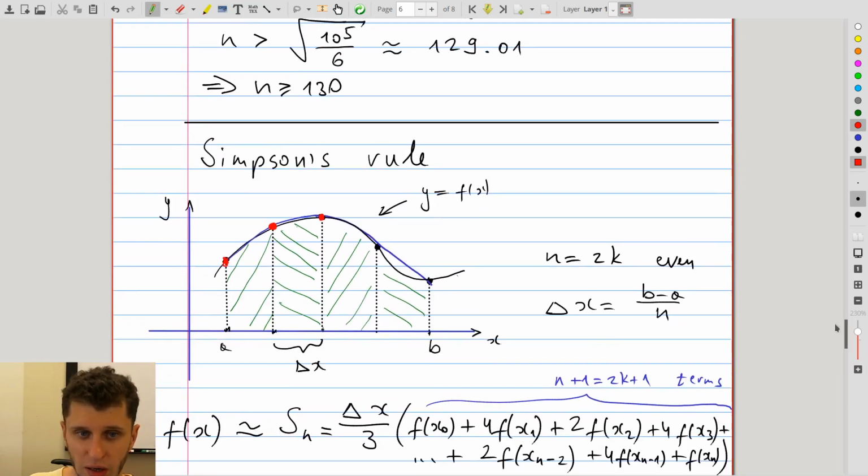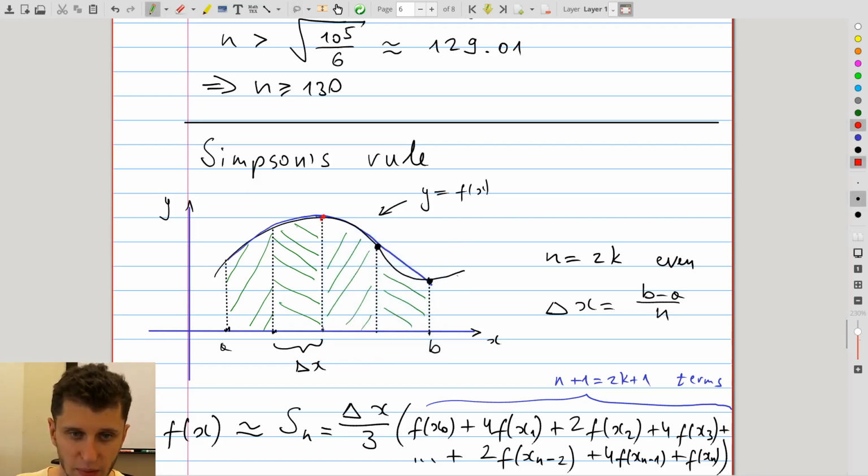It's a bit hard to see, but there is a blue parabola. The graph of our function y equals f of x is in black, but there is a blue parabola that we draw through the 3 points. Once we have done that, the area under the parabola is going to be the approximation to the area under the curve. Then we look at the second pair of subintervals, these here.